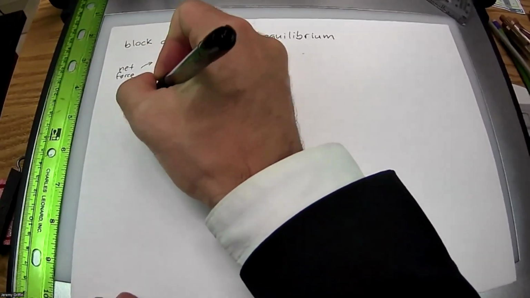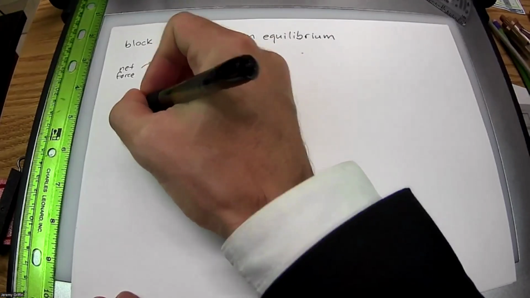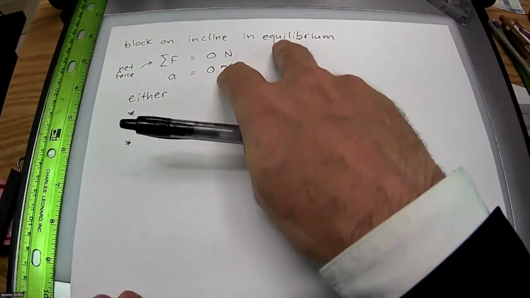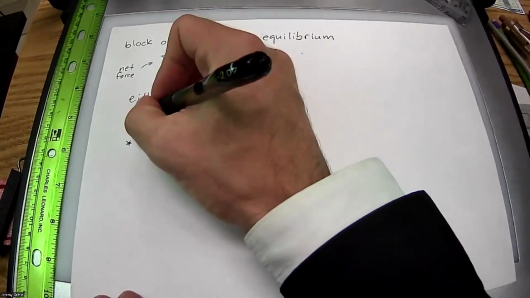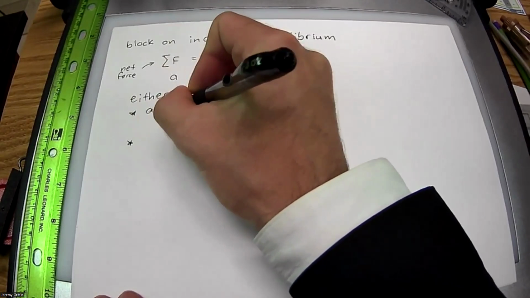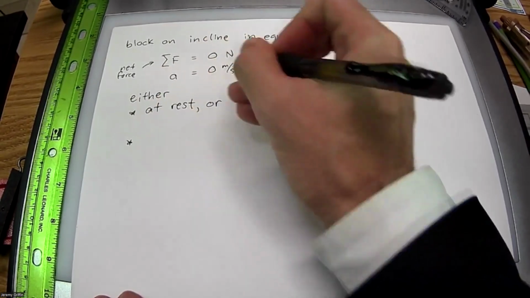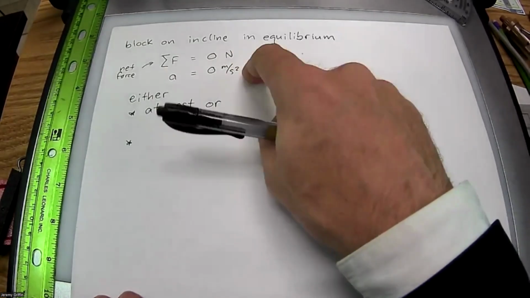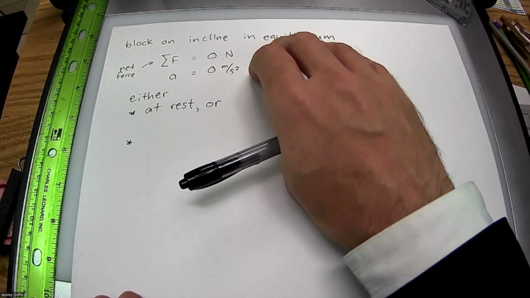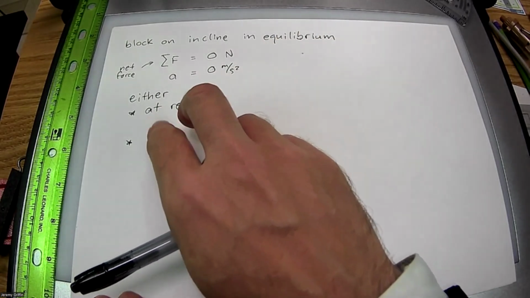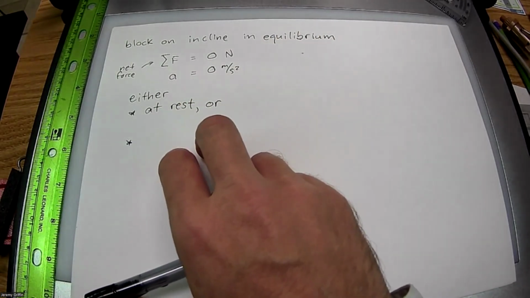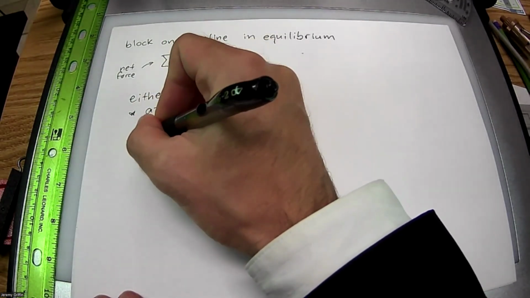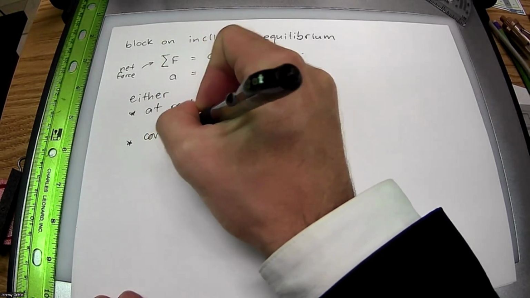I'm going to say either option A or option B here. Could the block be at rest? Could that possibly satisfy this? Either at rest, or, because there's another possibility, guys, if you're in equilibrium, so net force is 0 and acceleration 0, that's all the same thing. You can either be at rest or doing what? Constant velocity, exactly, or constant velocity.